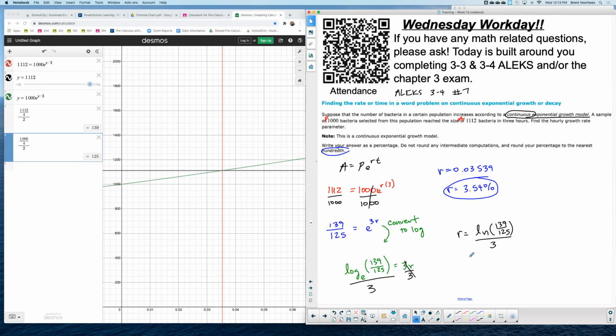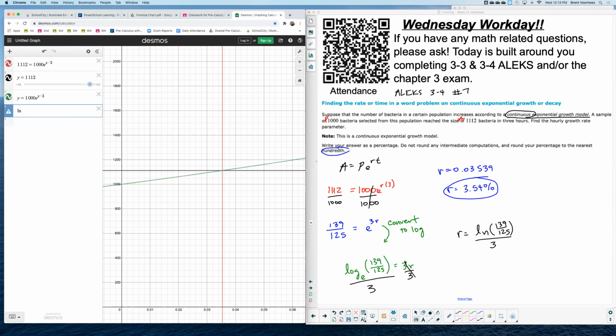So I would type this into the calculator, and I should get the same answer, just not as a percentage. So let's see, ln for natural log of 139 divided by 125. All this divided by 3 gives me this number, which, yes, when you move your decimal over, it'll be 3.538, and they round it to get the same answer. That rounds to 3.54. So we did do it correctly.